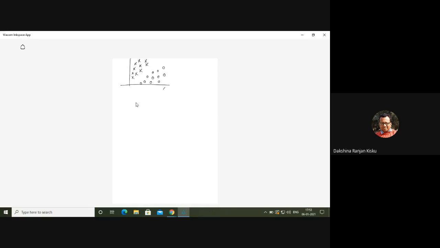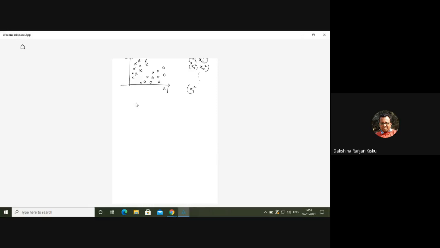Now we can expect, if we provide the two dimensional data x1 and x2, and for this two dimensional data we can have a number of feature vectors. So we can arrange these feature vectors as x11, x21, x12, x22, like this.